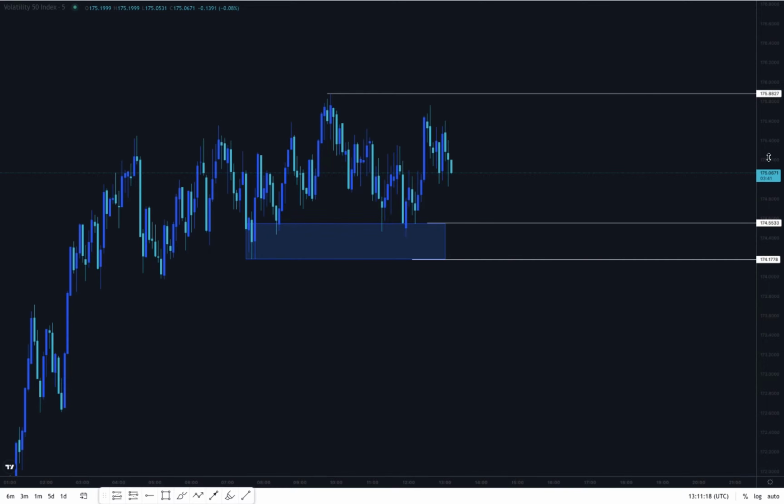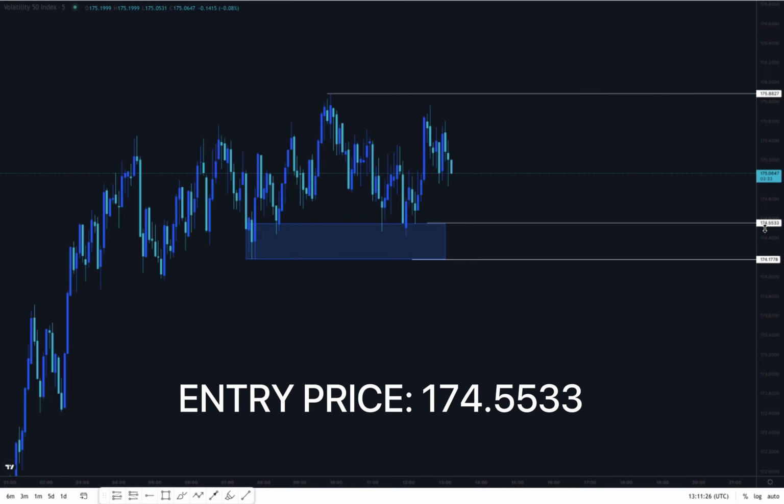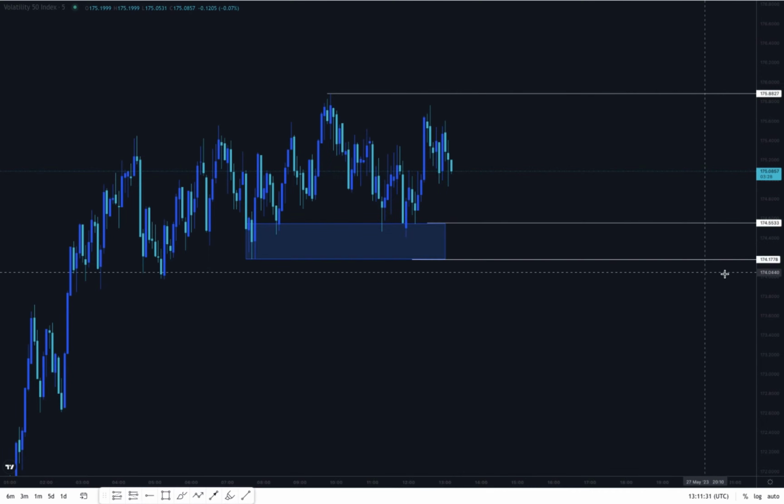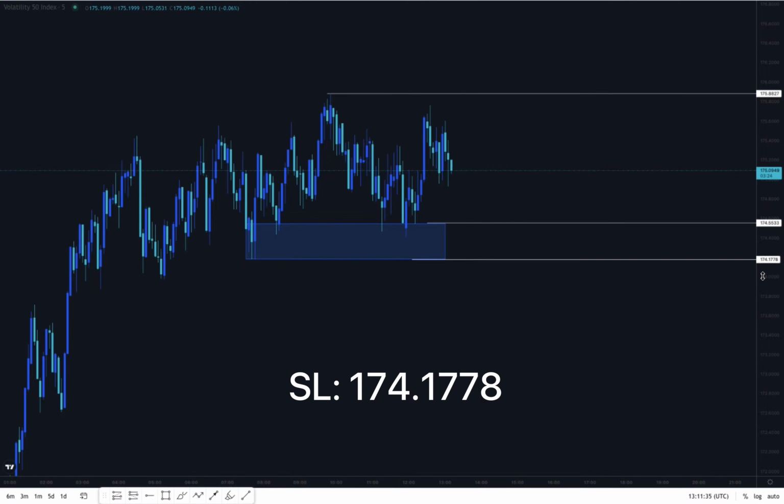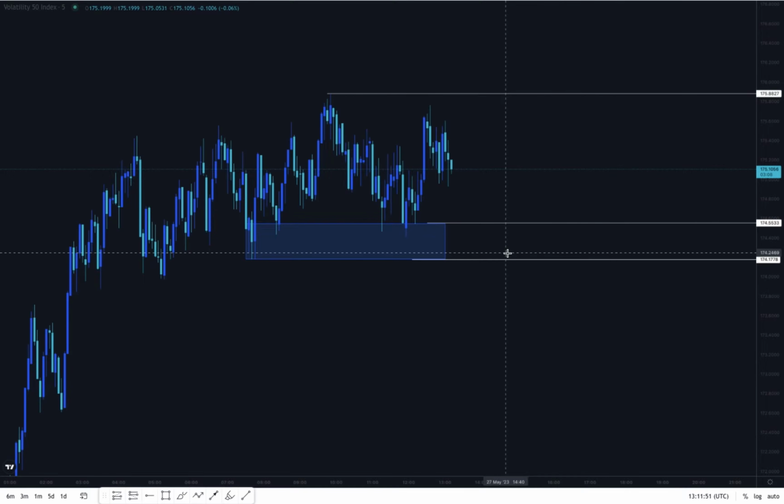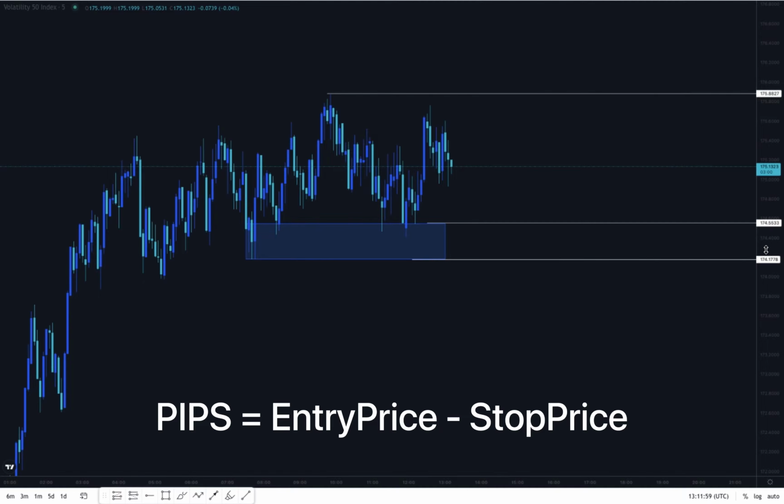If you look at this area here, sorry they are tiny, you can see our entry is 174.5533. This is our entry level, and our stop loss price is 147.1778. For me to know the pip difference between my entry and my stop loss, I just have to subtract the stop loss from this entry.